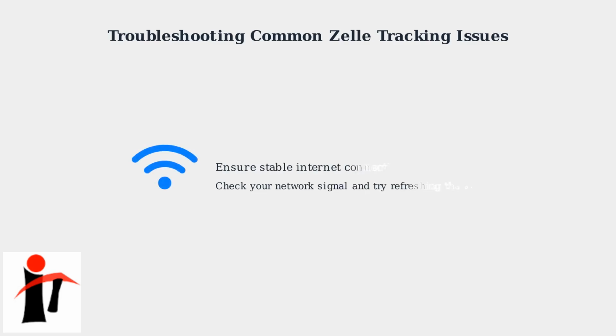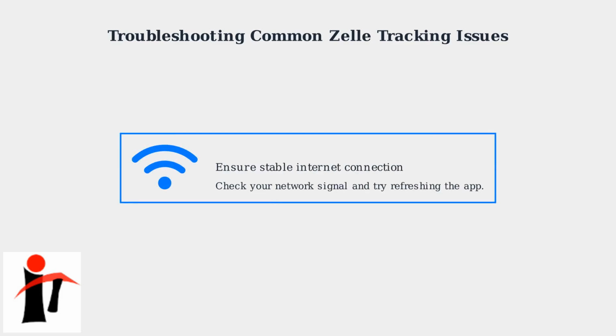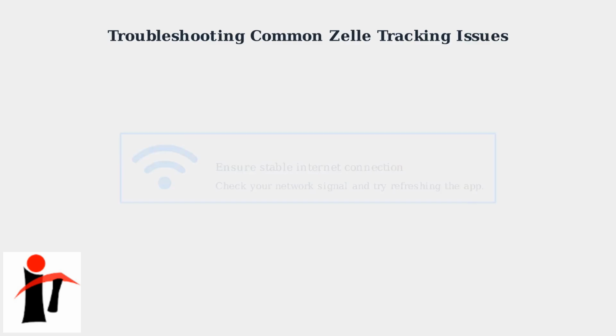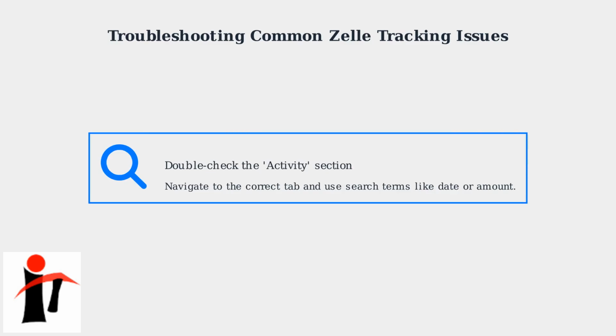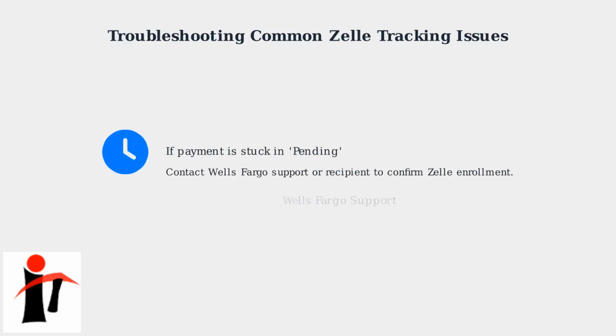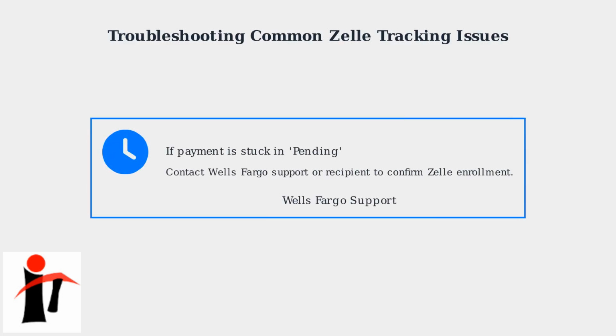If you're having trouble tracking a Zelle payment, first ensure you have a stable internet connection. Check your network signal and try refreshing the Wells Fargo app to reload the latest transaction data. Next, double-check that you're looking in the correct Activity section of the Wells Fargo app. Navigate to the right tab and use search terms like the transaction date or payment amount to filter your Zelle history. If a payment is stuck in pending status for an extended time, contact Wells Fargo customer support directly through the app or by phone.